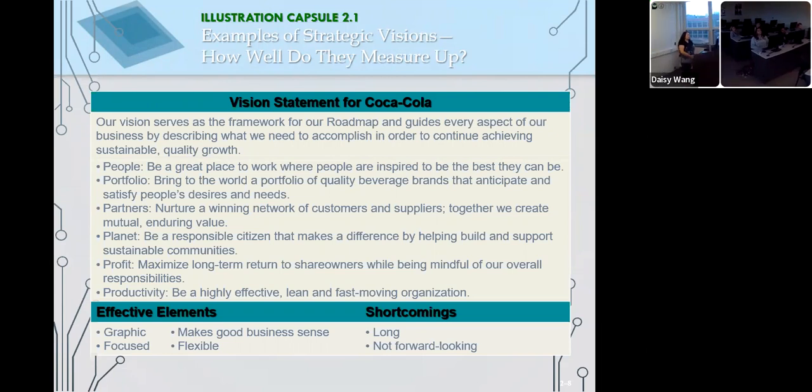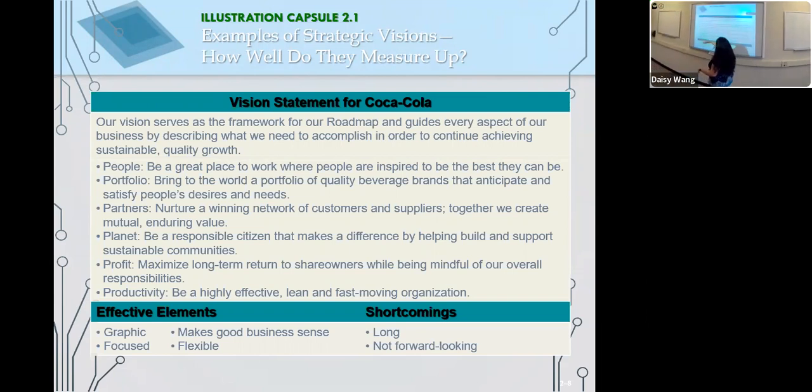Okay, everybody can have a different opinion, but to me, I like where they say people, portfolio, partners, planet, profit, productivity. That's kind of powerful, kind of graphic, right? And they do make good business sense, focused and a little bit flexible. But it's kind of too long.